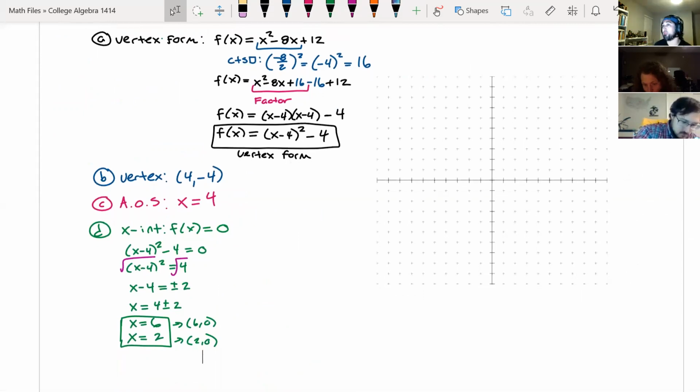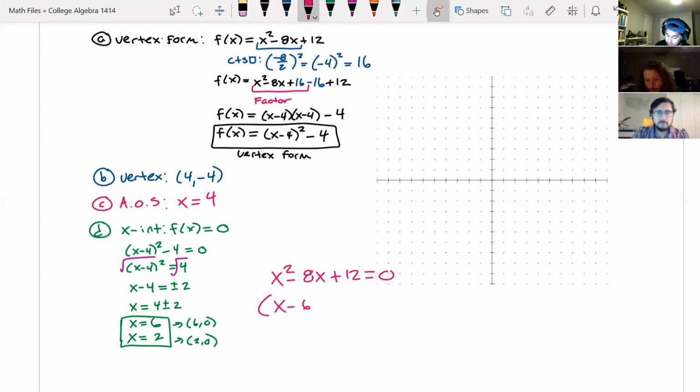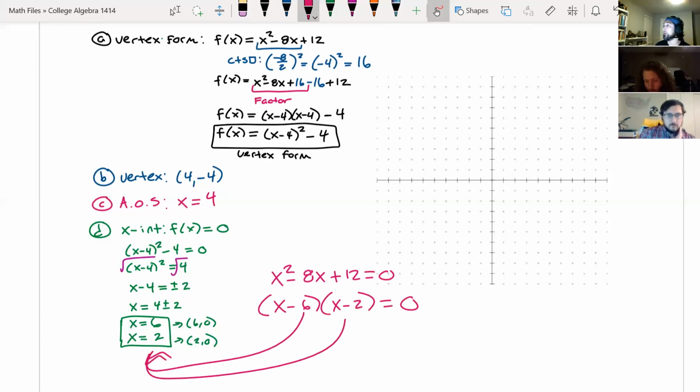Do take note that we could have used the standard form of the function. I'm just going to write this down real fast and then I'll erase it. If we use the standard form of the function, all we have to do is factor this, of course, if it's factorable. It just so happens that the two factors of 12 that make negative 8 are x minus 6 and x minus 2. So just know that you can use the original function, the standard form, to also get your x-intercepts, but it has to be factorable. If it's not factorable, then I would use the vertex form as I have shown here.